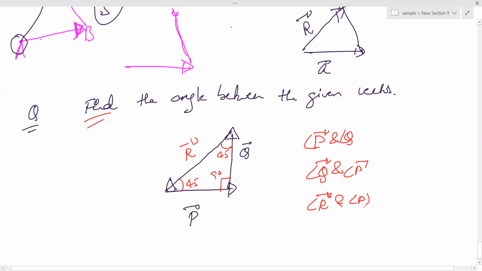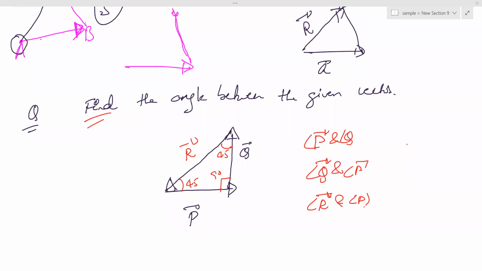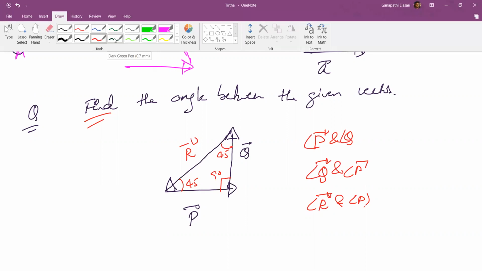Try it out. Shifting, you want to do in which way you want to do, it's your wish, you do it. Shall I explain? Okay.